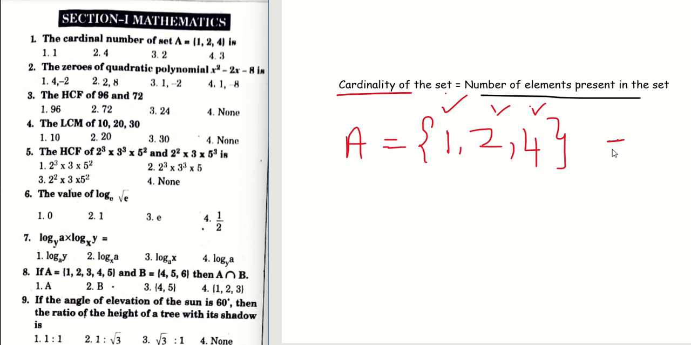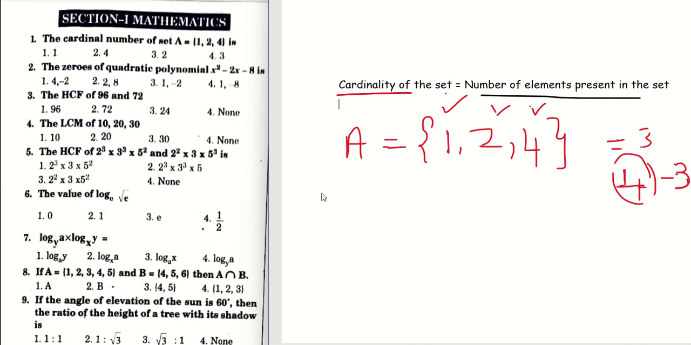Now it is 3. So where we are having a 3, option 1 is 1, option 2 is 4, option 3 is 2 and option 4 is 3. So exactly what is the right option? Option 4 is the right answer. Option 4, answer is 3. Right? So what is the cardinality of the set? Number of elements present in the set. You will say it as what? Cardinality of the set. Okay.